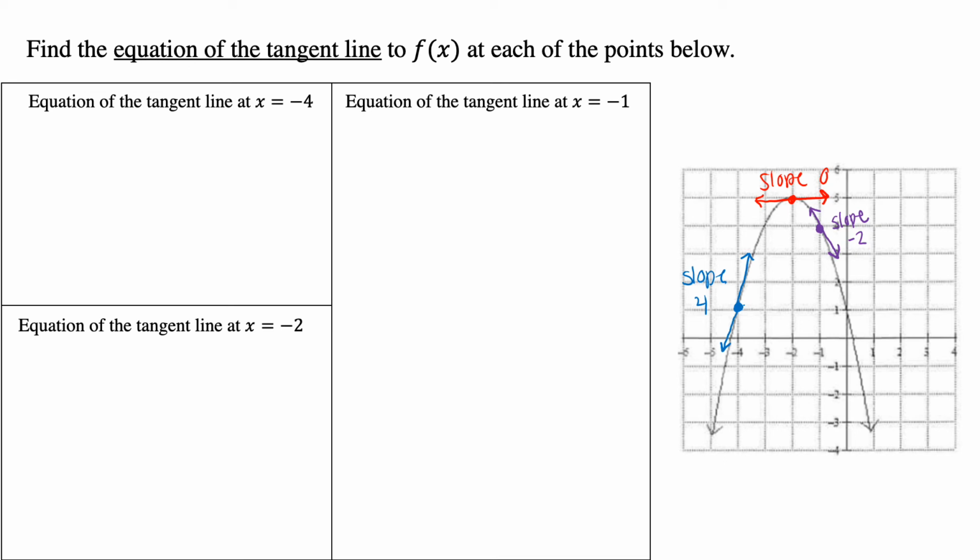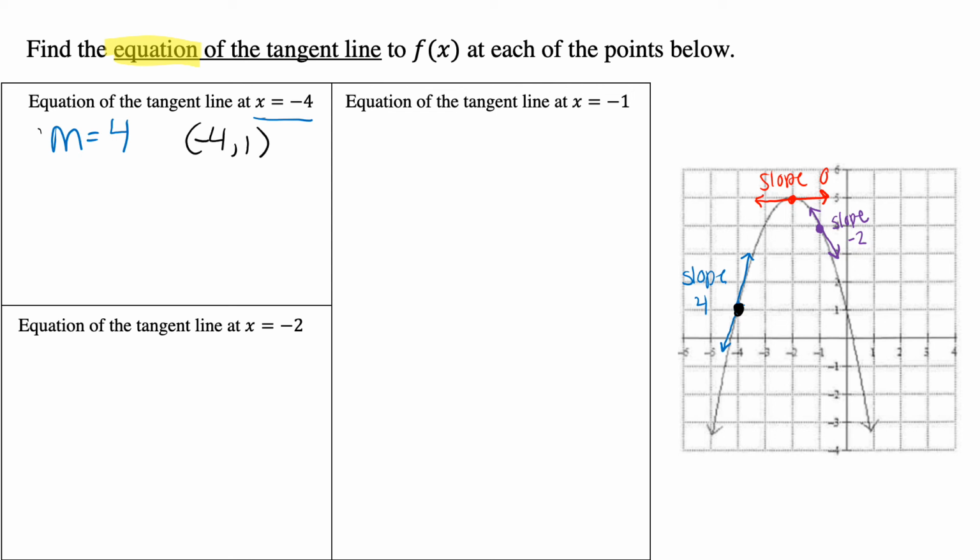So we want to find the equation of the tangent line to f of x at each of the points below. Notice that we want to find a whole equation and not just the slope. So for the first one, we want to find the equation of the tangent line at x equals -4. So remember from our graph and what we found earlier, the slope of the tangent line at x equals -4 is 4. But then we also want to look at that intersection point. So we have the point where the tangent line intersects the function at (-4, 1).